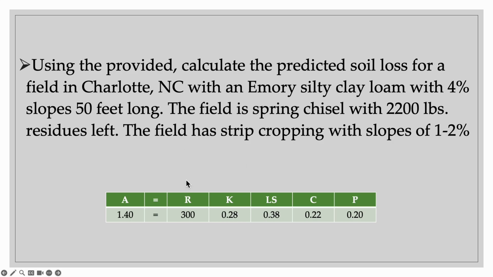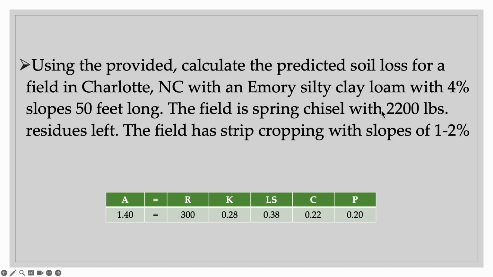So we had an R factor for Charlotte, North Carolina. This R value was 300. We had an Emory silty clay loam. Our K factor was 0.28. We went to our table and found the value for our LS at a 4% slope that was 50 feet long. So the LS was 0.38.